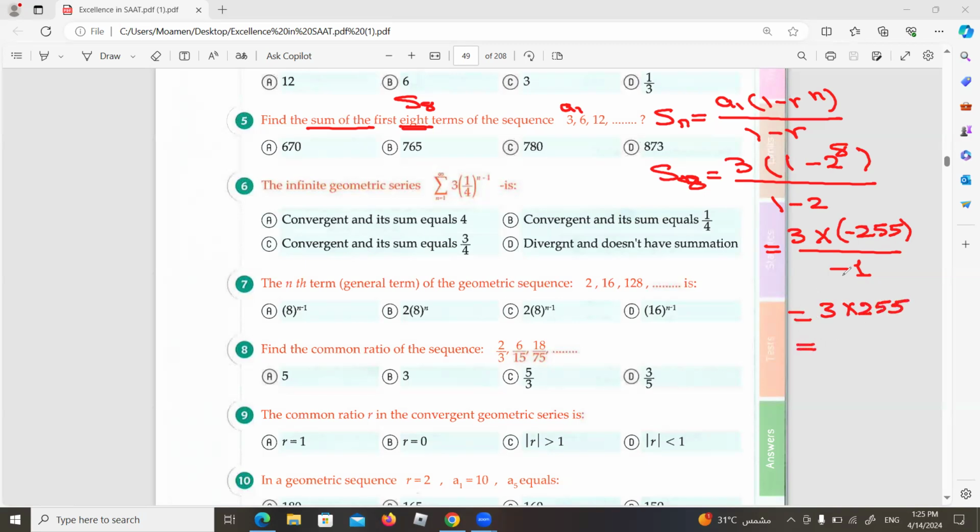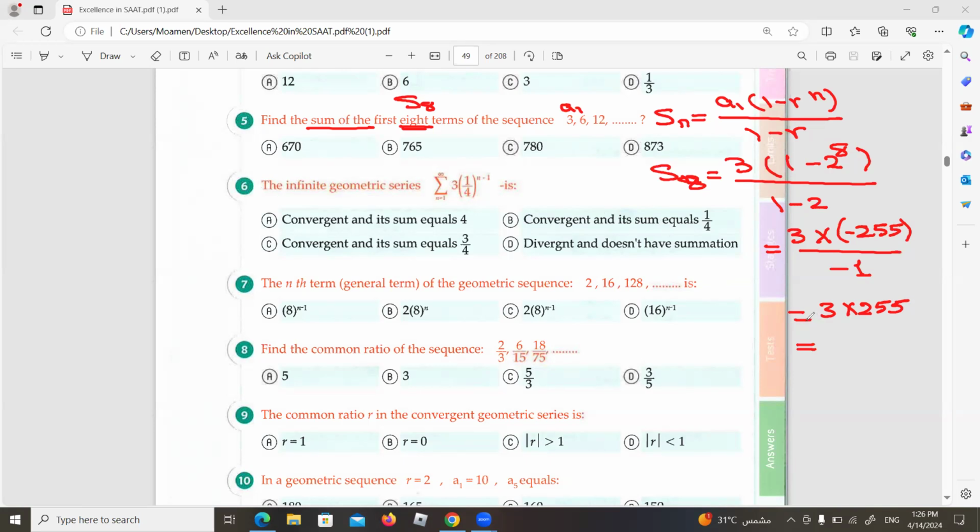Again, it's a quick calculation. We have 2 power 8, which is 256. You must know the powers of 2 till 2 power 10. If I ask you 2 power 5, for example, it's 32. 2 power 7 is 128. And also the powers of 3 till 3 power 5. If I ask you 3 power 4, it's 81. 3 power 5 is 243, and so on. This will be a quick calculation and save time.